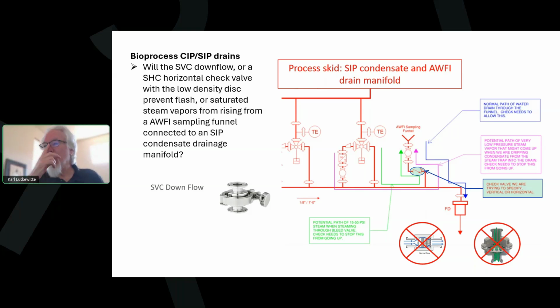And I think this fella ended up specifying a ball valve and made an automated close system or a manual system where when they were sampling, they would open the ball valve or diaphragm valve, allowing the ambient WFI to drain down. But then all other times they would close that valve to prevent that flash steam from coming up out of that sampling funnel.